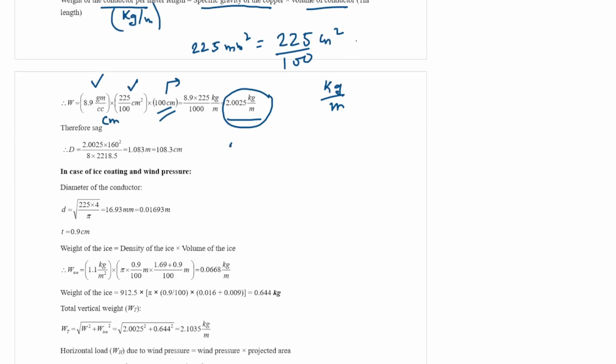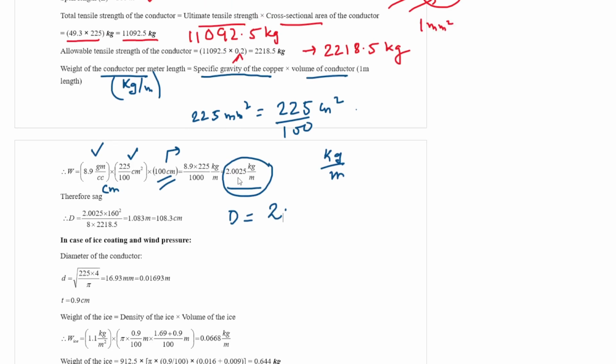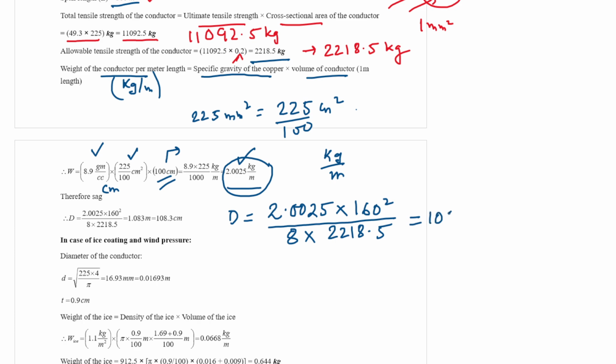So D is equal to W, the weight of the conductor, 2.0025, multiplied with the span length L square, which is 160 meter, divided by 8 into the allowable tensile strength, that is 2218.5, this value. So it will be found to be 108.3 centimeter. This is the sag.